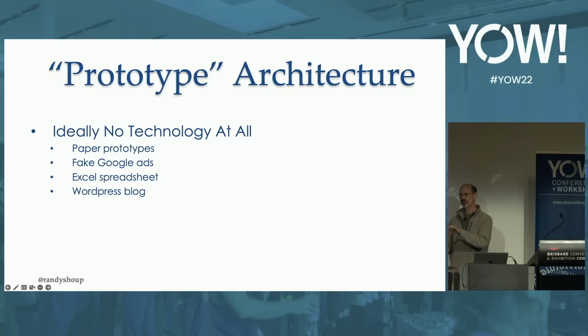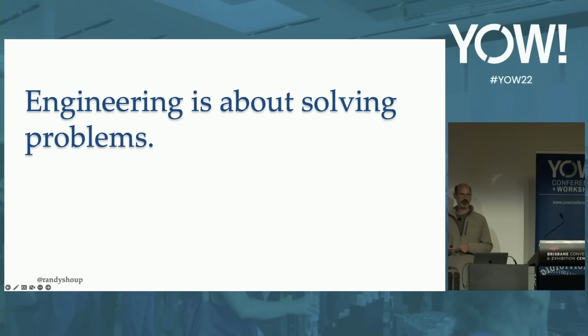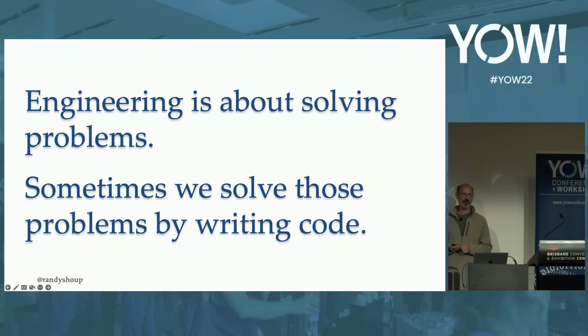In the early days of Stitch Fix, which ultimately grew to be a huge investment in data science and machine learning, the original implementation of that fancy algorithm was an Excel spreadsheet that the founder wrote. So again, ideally no technology at all. A WordPress blog would be another great thing to do at this stage. The way I like to think about it is engineering is about solving problems, and only sometimes do we solve those problems by writing code.